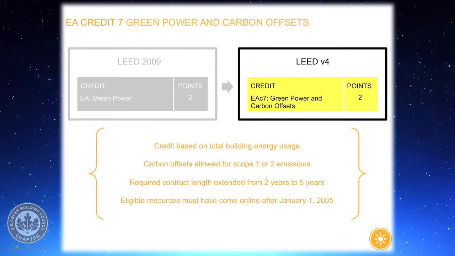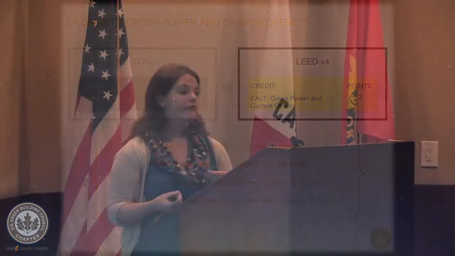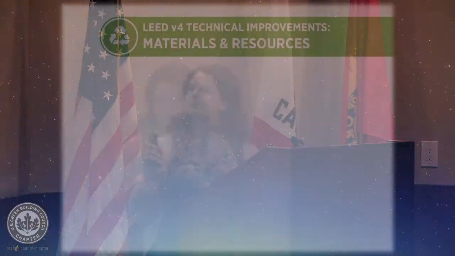And finally, green power and carbon offsets. You'll see a change in the title to reflect that we are now accepting carbon offsets for Scope 1 and Scope 2 emissions. We've also adjusted the credit to be based on total building energy use as opposed to just electricity. And then we've adjusted the contract length, or the commitment length, from 2 years to 5 years and have a specific requirement that the resources must have come online after January 1st of 2005 to ensure that they are of the best technology. And then we are still relying on Green-e here. All right.